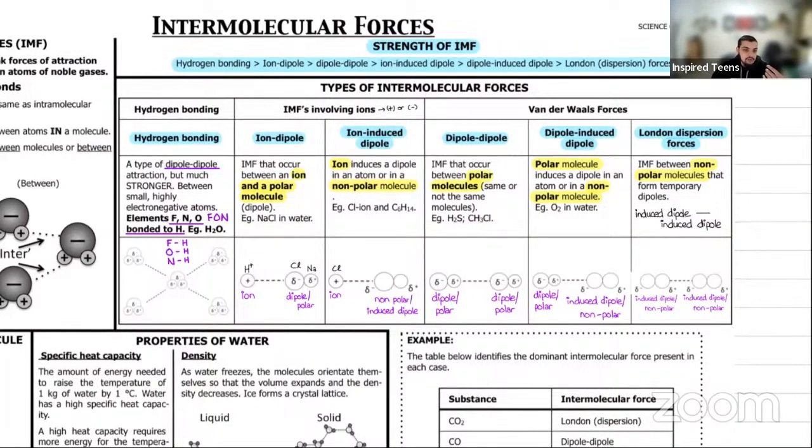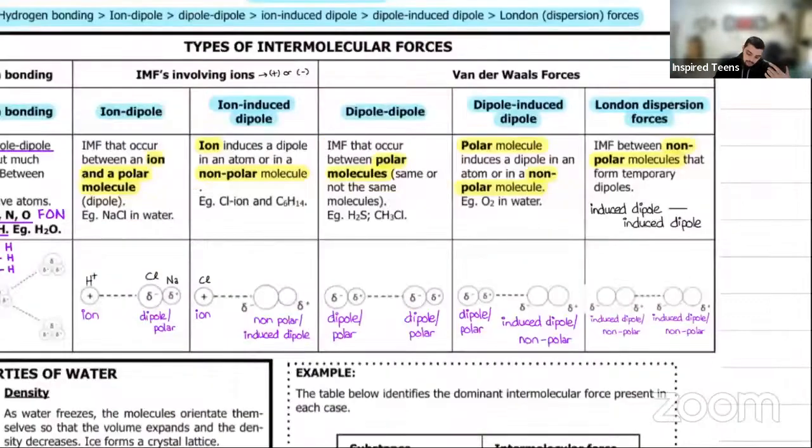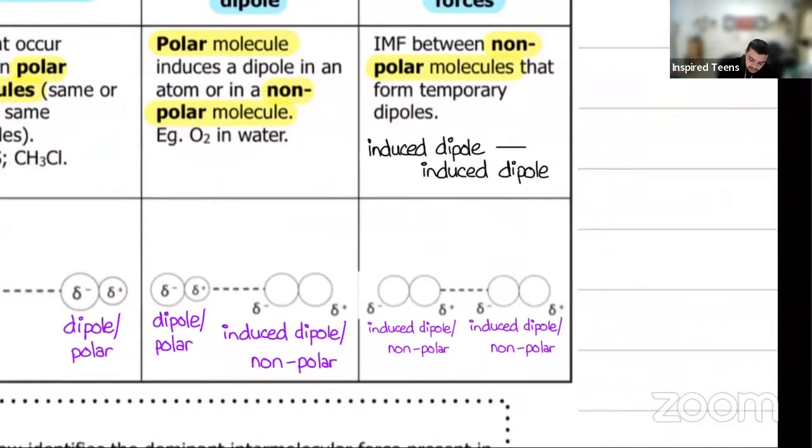Isn't London forces also known as momentary dipoles? Yes, that would make sense. Here's another synonym for the word that you use, temporary dipoles. So they could also be called momentary dipoles, but the main word that they do use, and should use, is London dispersion forces or London forces. Okay, you see the idea of temporary. Remember, it's between two non-polar molecules.